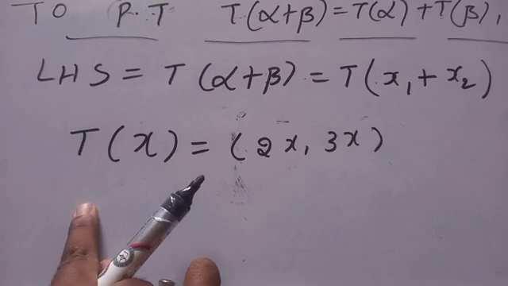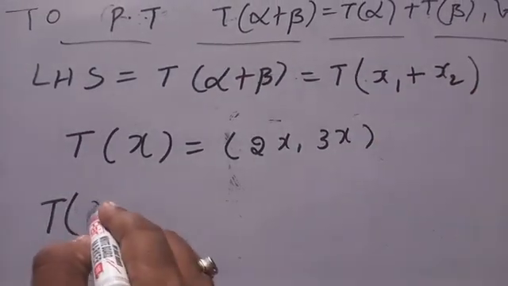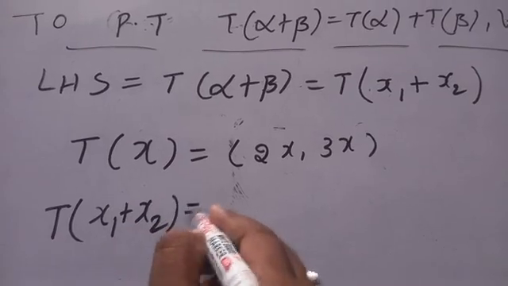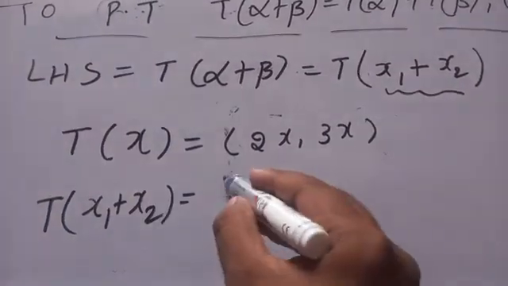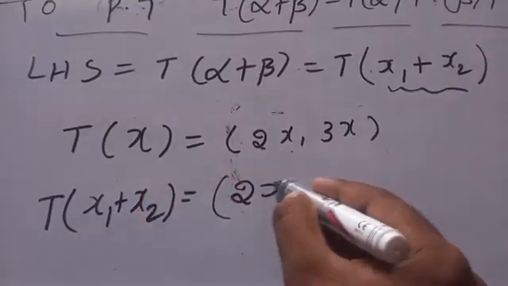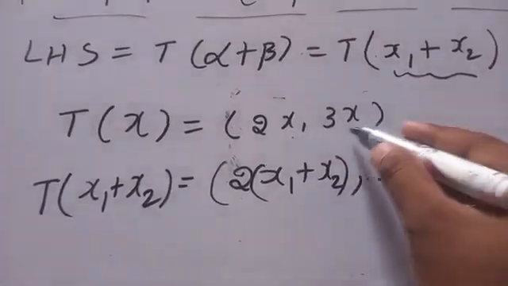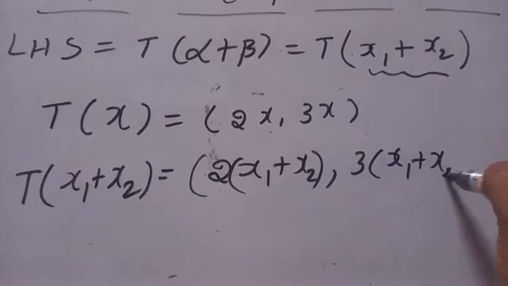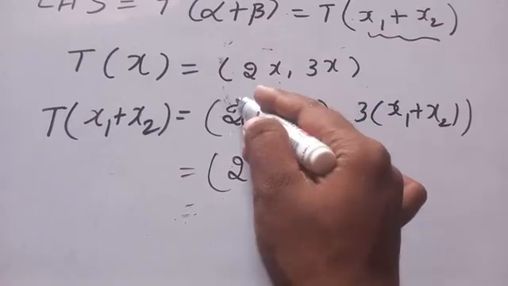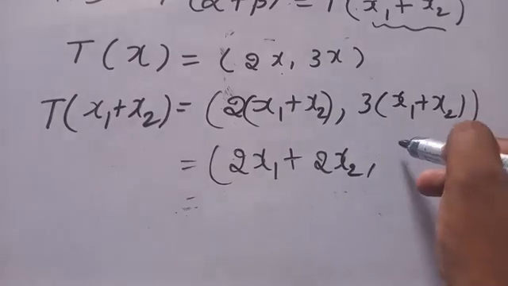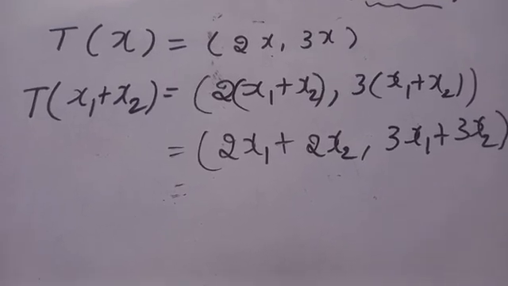Given T of x equals (2x, 3x), here x equals x1 plus x2. So the first component is 2 of x1 plus x2, and the second component is 3 of x1 plus x2. So we get (2x1 plus 2x2, 3x1 plus 3x2), which belongs to R square.